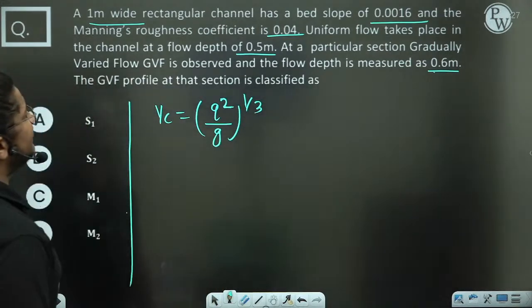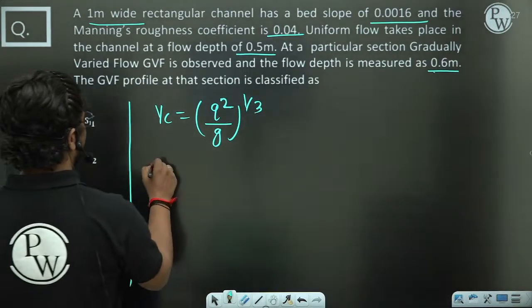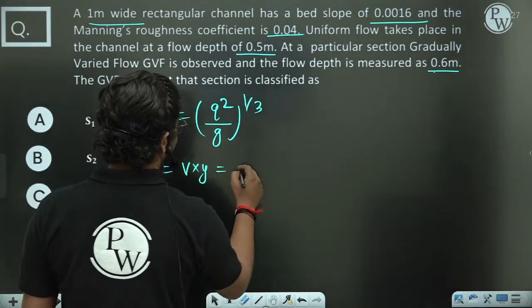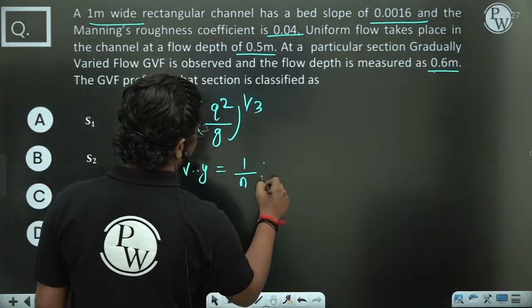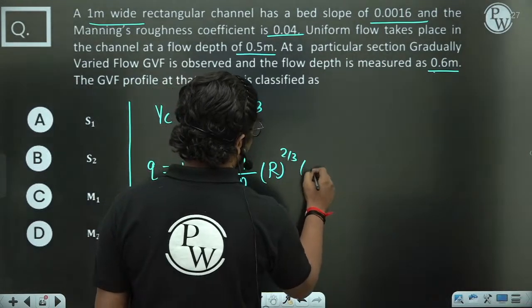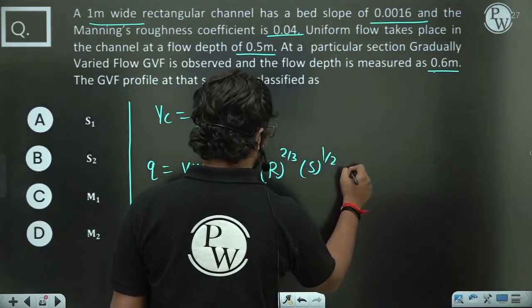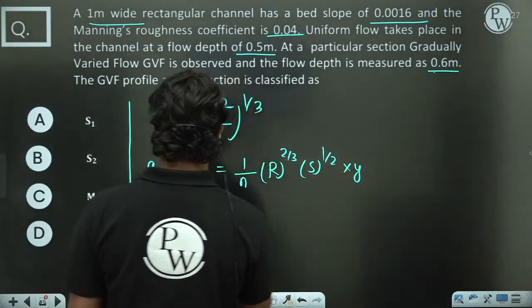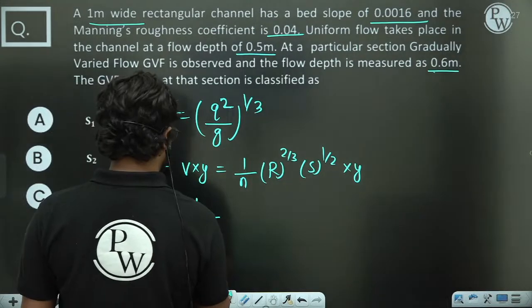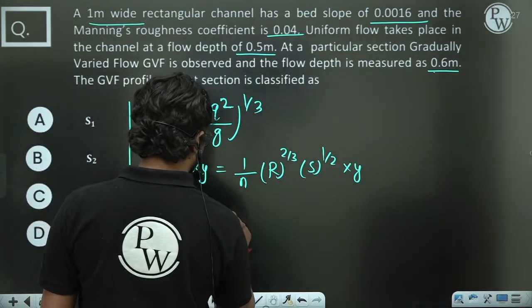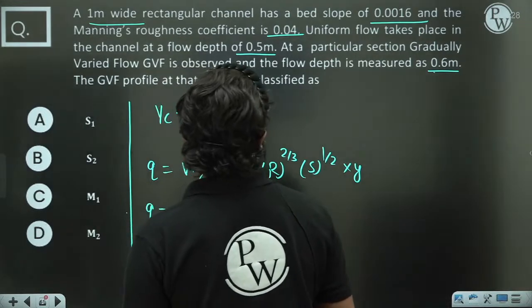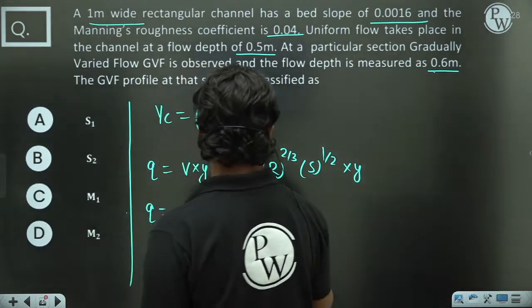Is q given to you? No. So to find out q, it is nothing but V into Y. So V is 1 by N R to the power 2 by 3 S to the power 1 by 2, into Y. It's a wide rectangular channel, no. So small q will be 1 by N, we have 0.04, into R. So area, 1 into depth we have 0.6.